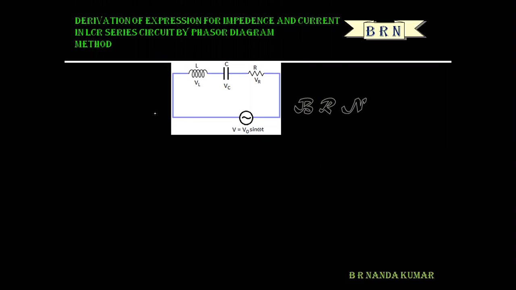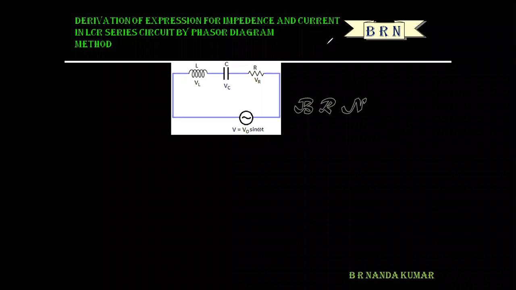The next one is the derivation of the expression for impedance and current in the LCR series circuit by the phasor diagram method. But here our assumption is not the same. That is, VC is more than VL. In the previous derivation, our assumption is VL is more than VC. But here in this derivation, our assumption is VC is more than VL.